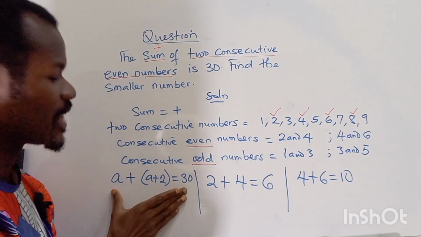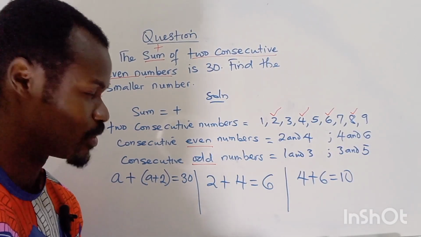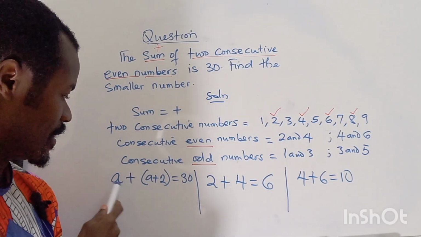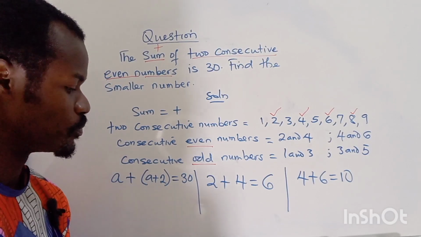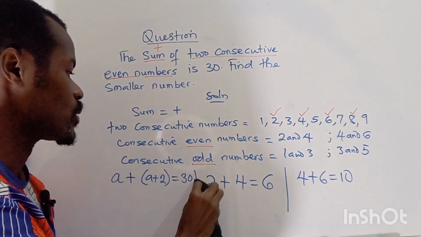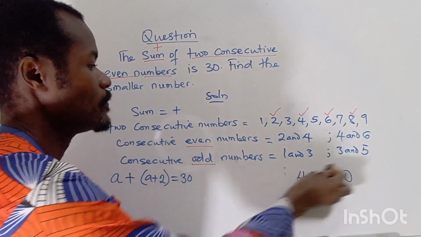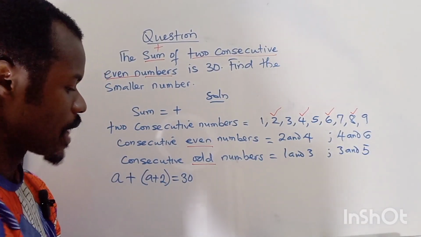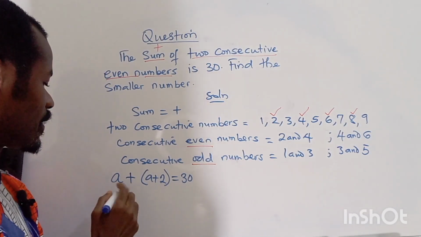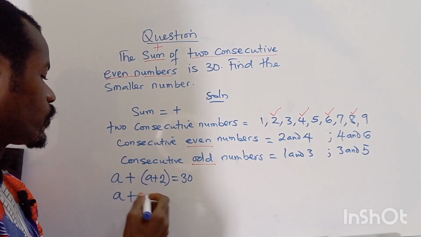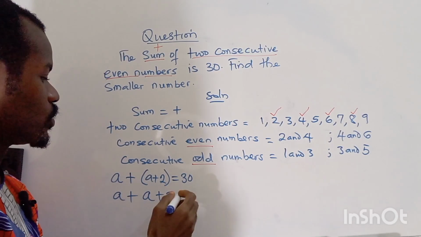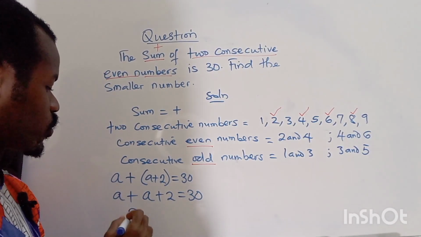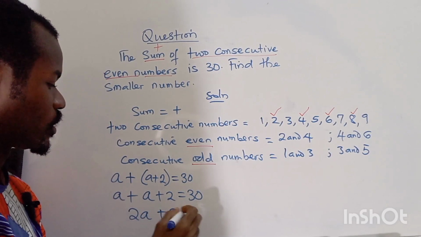So with this expression, we can find the small number. Now remember the small number is the first number. So this is going to be the small number. All right, so this is one approach to solve this. So with this, let us solve for A. Now how do we solve for A? We have A plus, you can remove the bracket, so we have just A plus A plus 2, which is equal to 30. Now A plus A can be added, which is 2A plus 2 is equal to what?